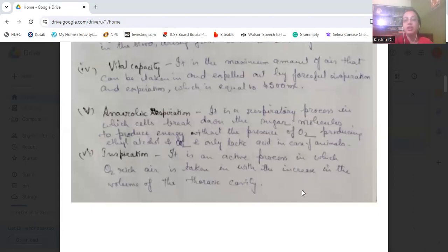Then inspiration. It is an active process in which oxygen-rich air is taken in with the increase in the volume of the thoracic cavity.